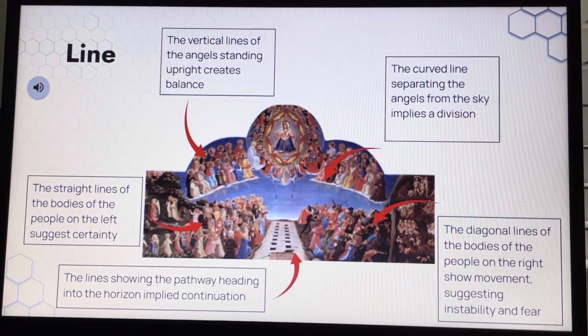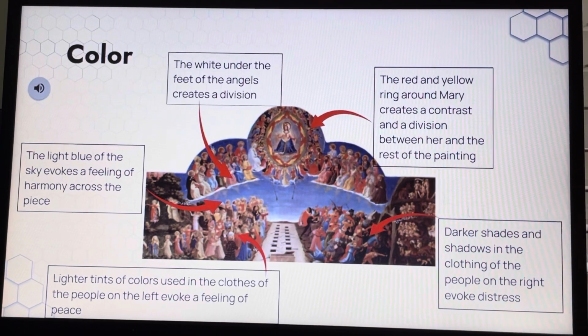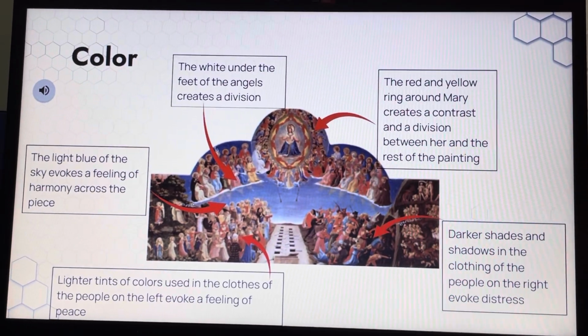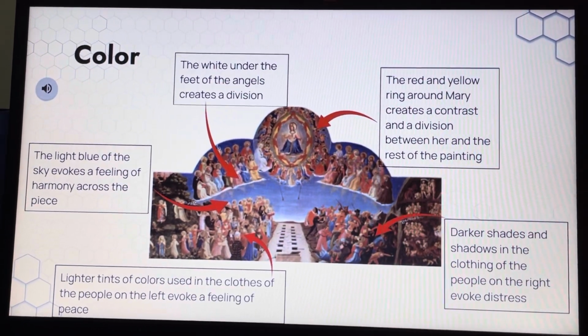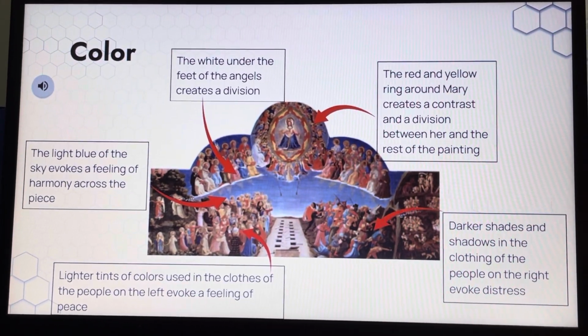the other side. The white under the feet of the angels creates a division. This shows the extreme difference between those in heaven and those on earth at the moment which is being depicted by the painting. The red and yellow ring around Mary creates a division between her and the rest of the painting. This creates a focus point and suggests that her image is a critical aspect in this piece.